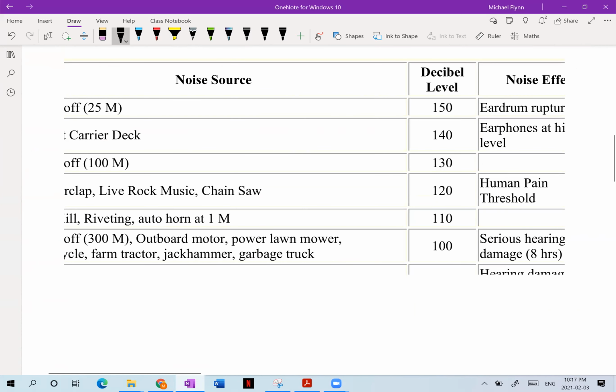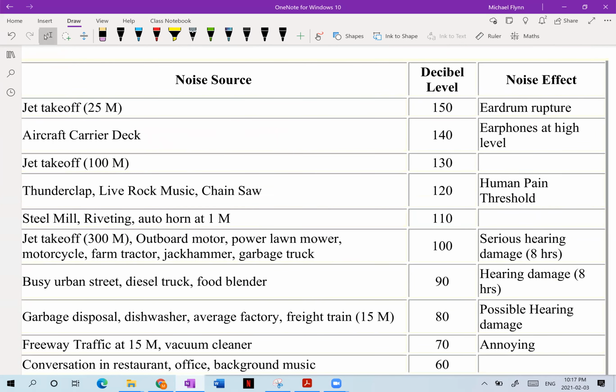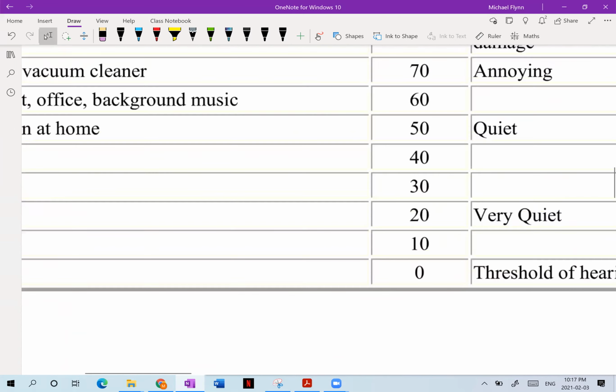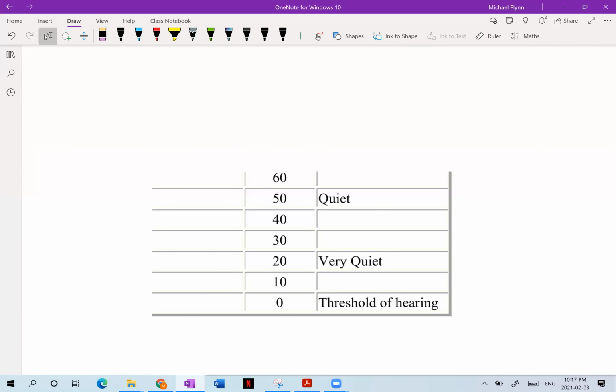Now I've got a chart for you, okay? So let's say you found that whole calculation very confusing. No problem. I'm going to make it easier for you. So let's look at this chart just for a moment. It's kind of interesting. Okay, so this is a decibel scale.